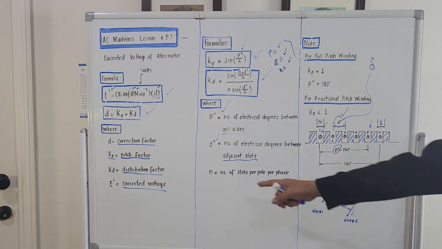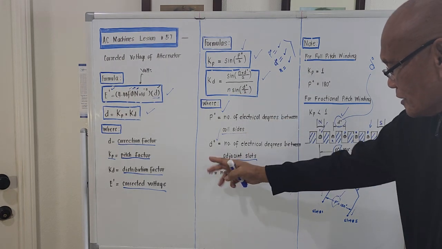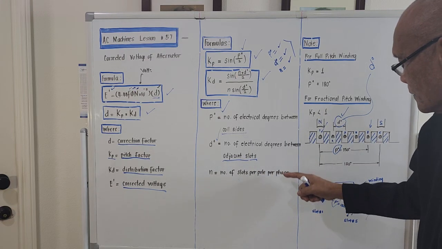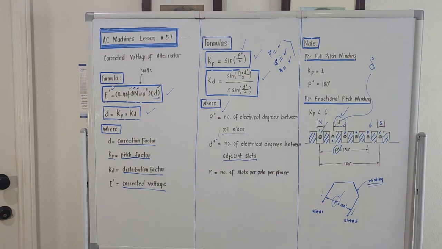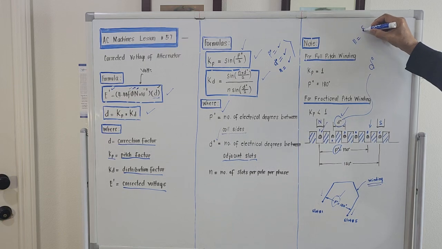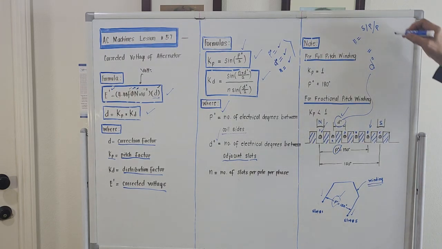What is N, small letter n? Because we needed the value of N here. N is the number of slots per pole per phase. N is equal to the number of slots divided by the number of poles, divided by the number of phases.